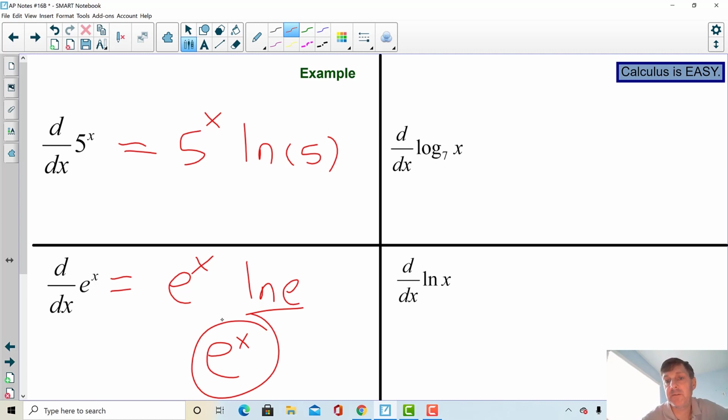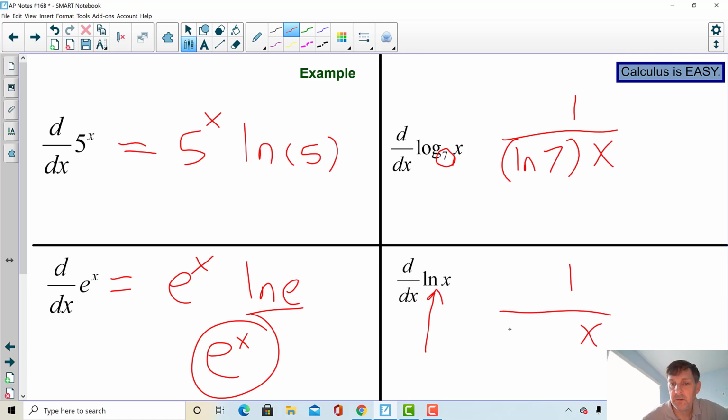Derivative for log base 7 of x is going to be 1 over x, but there's an extra ln of 7 in the bottom here, and that's because it's log base 7. This one's log base e, so you'll have ln of e here in the bottom, but you don't have to write the ln of e.